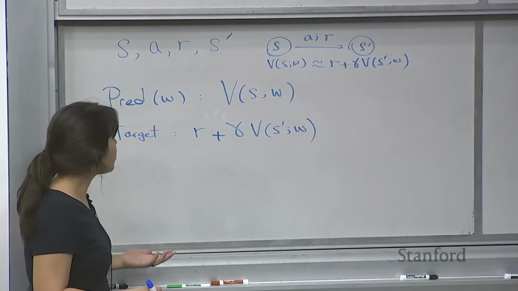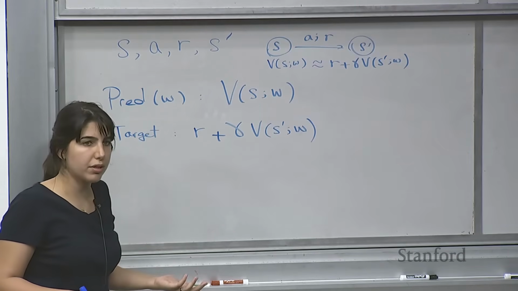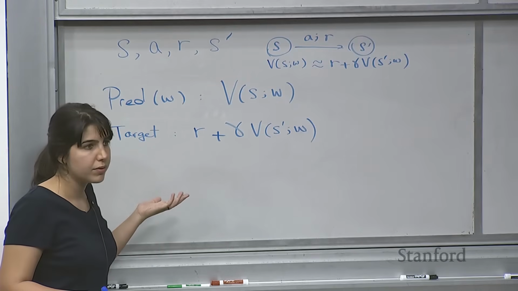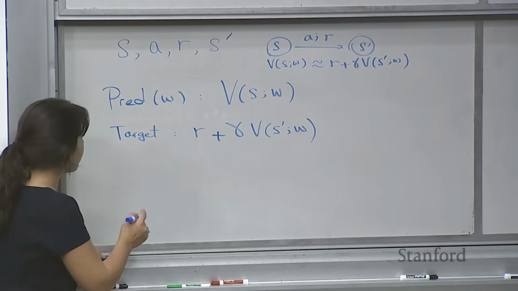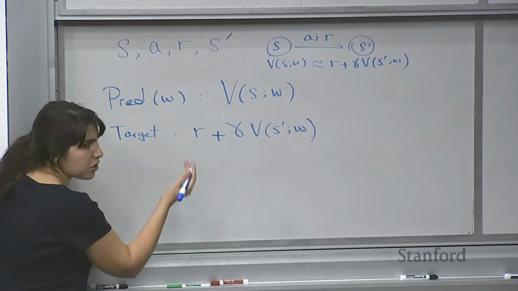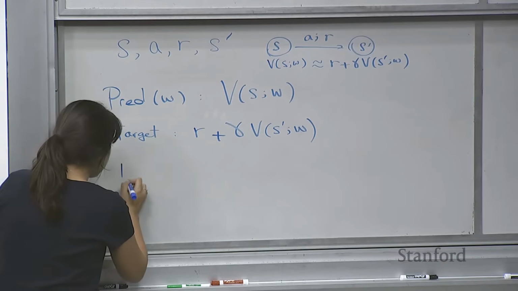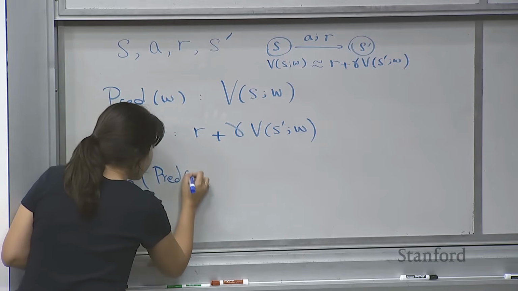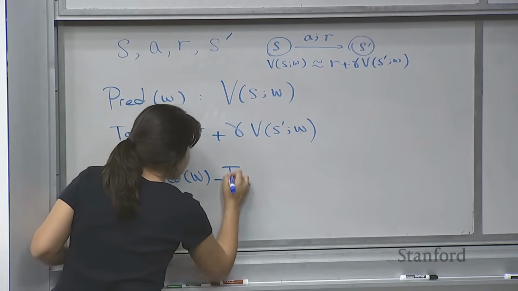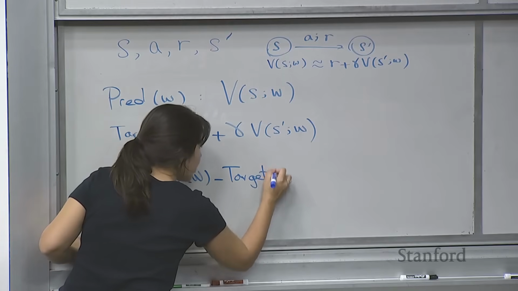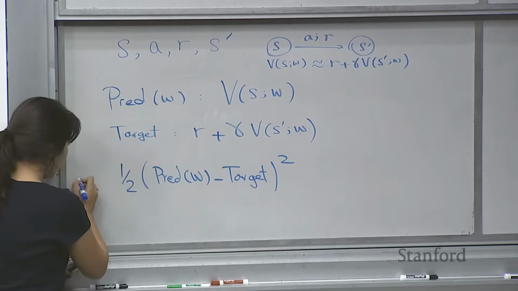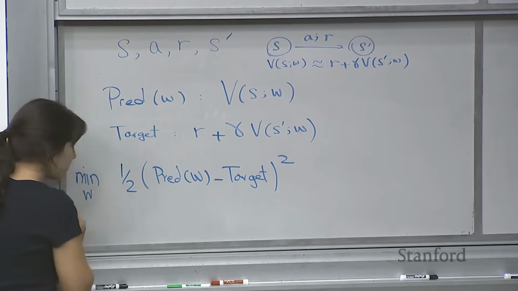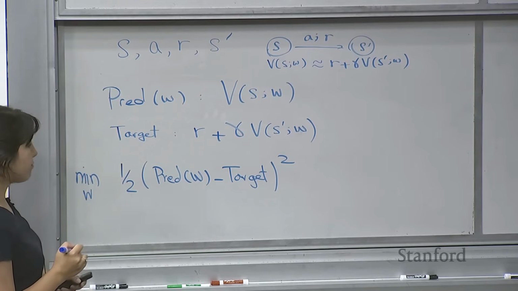All right, so what do we usually try to do when we are trying to do learning? We have a prediction, we have a target. What do I do? Minimize the error. So what is the error? I can write my error as potentially a squared error. So I'm going to write 1/2 of prediction of W minus target, squared. This is my squared error. I want to minimize that with respect to W. How do I do that?